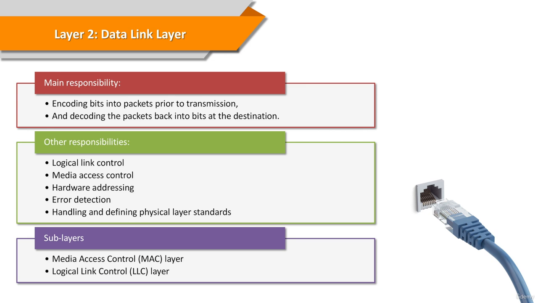Now, secondly, the logical link control, or LLC sublayer, manages communications between devices over a single link of a network. This sublayer supports fields in link layer frames that enable multiple higher layer protocols to share a single physical link.